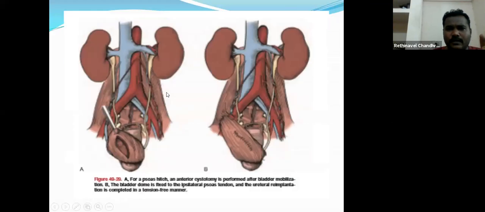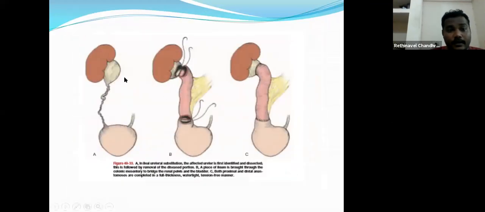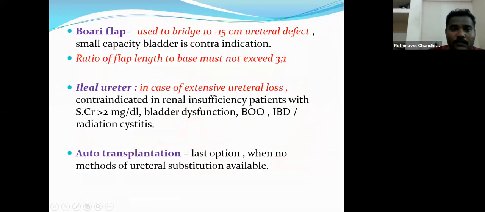In case of extensive ureteral loss, where the entire ureter is lost, where you can't mobilize the bladder and can't do a psoas hitch, where there is no ureter anatomy, then there is the ileal transposition. We will take a segment of the ileum and anastomose it proximally to the renal pelvis and distally to the bladder. This is the ileal transposition for entire ureteral loss. The ileal ureter is absolutely contraindicated in renal insufficiency, in a CKD patient with serum creatinine above 2 milligram per deciliter. What is autotransplantation?